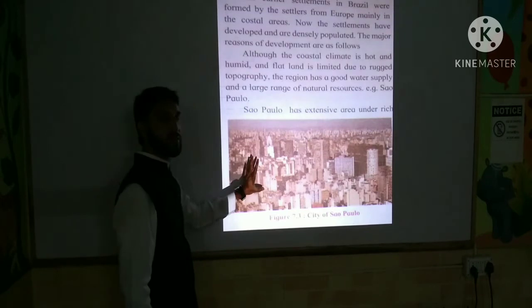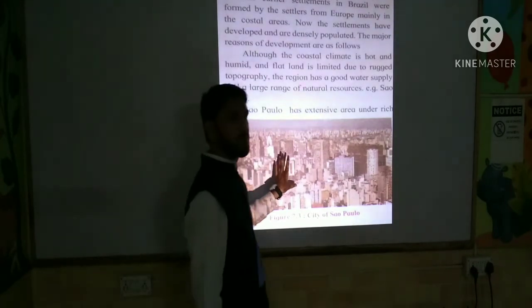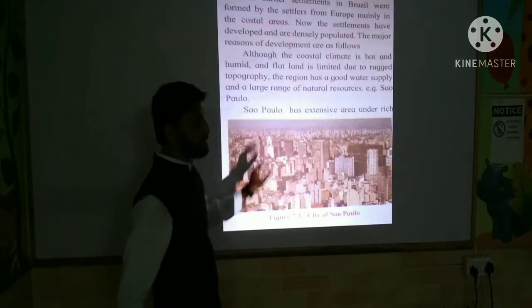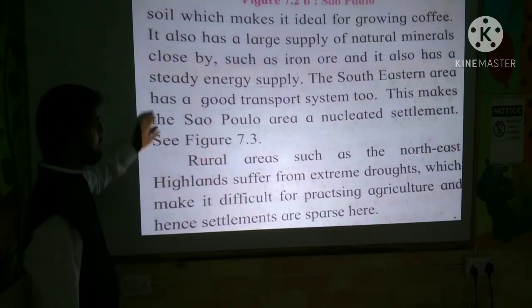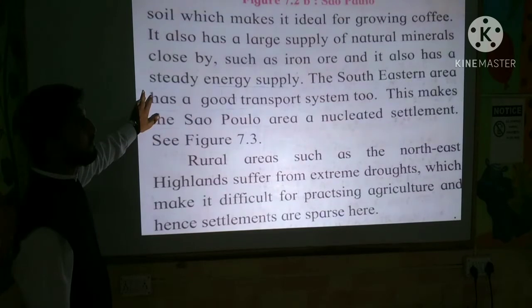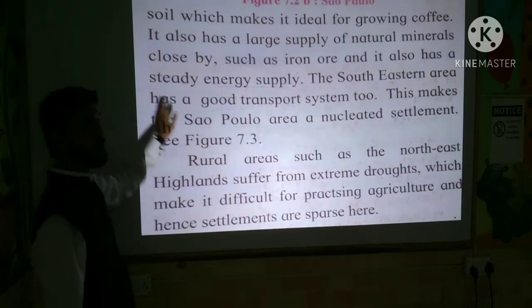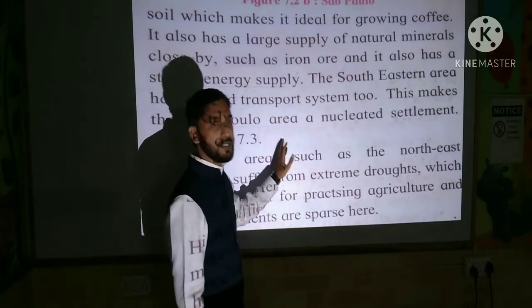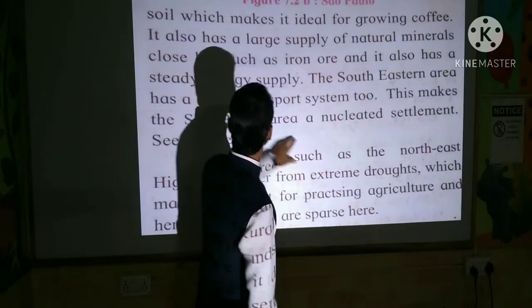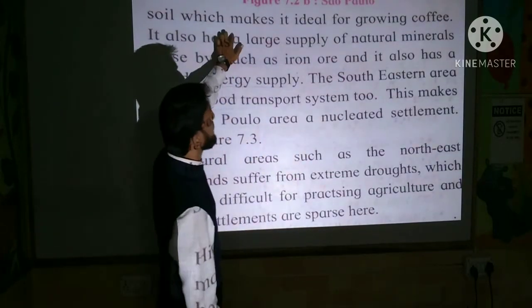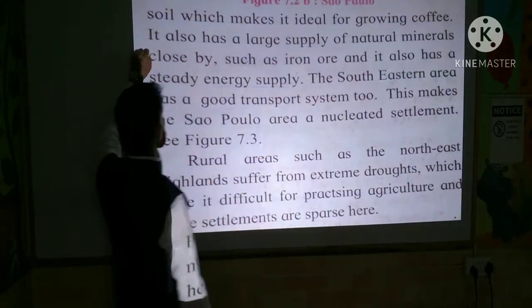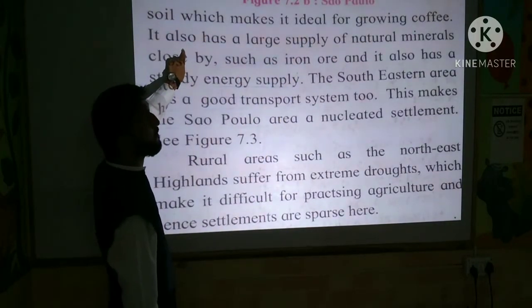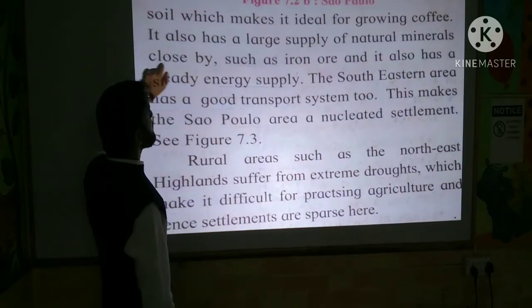This city is nowadays the most populated city of Brazil. Now the Sao Paulo region, students, here also some positive points are given about why human settlement took place in this coastal region. The soil makes it ideal for growing coffee. It also has a large supply of natural minerals close by.